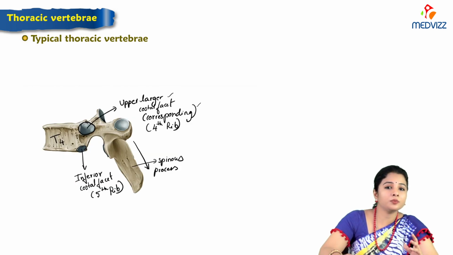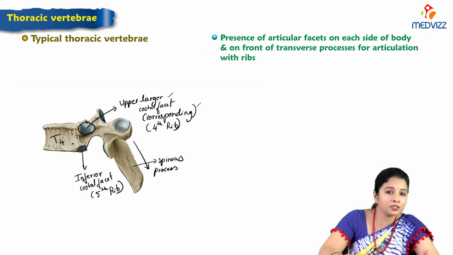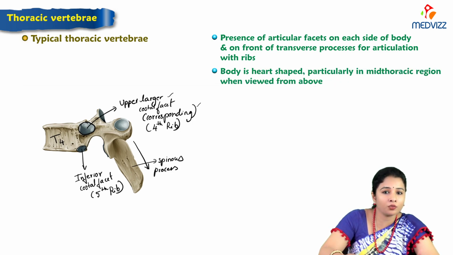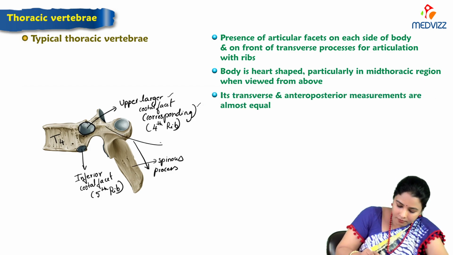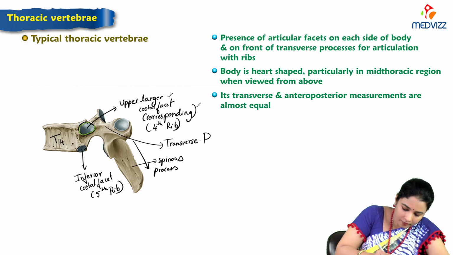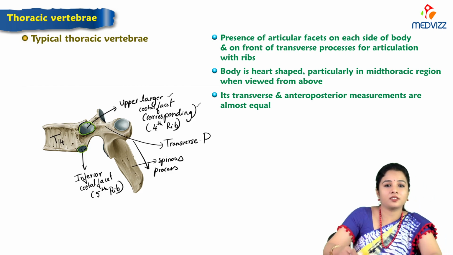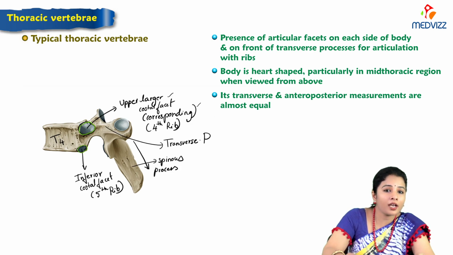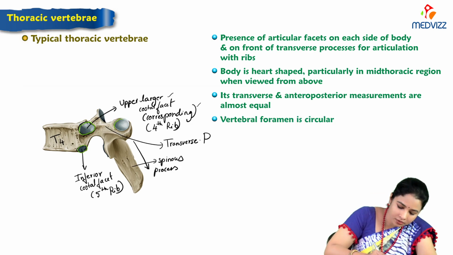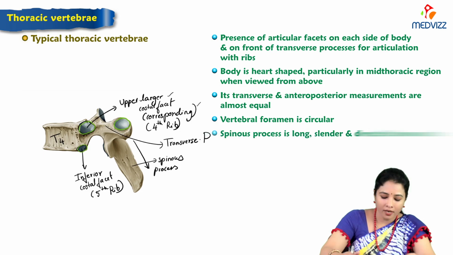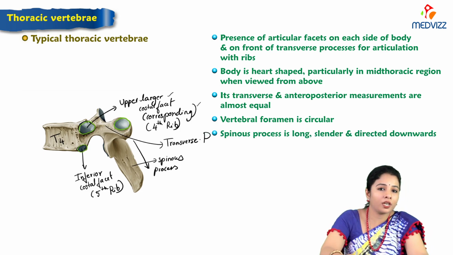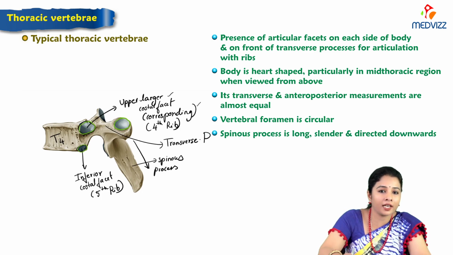So the first and foremost characteristic feature is the presence of articular facets on each side of the body, in front of the transverse process. So here is the transverse process. Just in front of the transverse process we can appreciate these facets. And the transverse process also has an articulating facet. So this is the articulating facet which articulates with the tubercle of the corresponding rib. And the spinous process, in a typical thoracic vertebra, is long, slender and directed downwards.